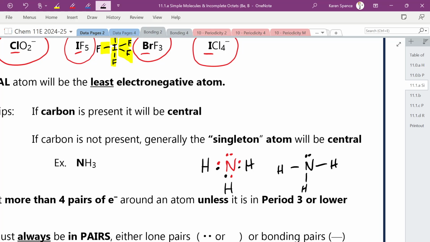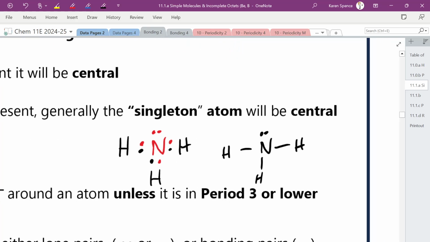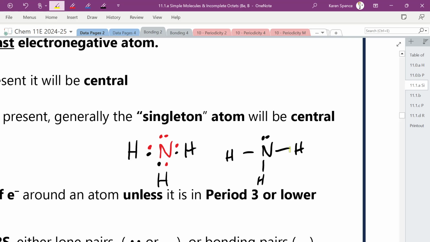What hybridization is the N? Count the places where electrons live. Where do electrons live? They live in bonds. 1, 2, 3. And where else do they live? Lone pairs. So how many electron domains do we have? 4. SPPP gives us SP3. Feel free to check out your molecular geometry chart and tell me what is the shape of that.